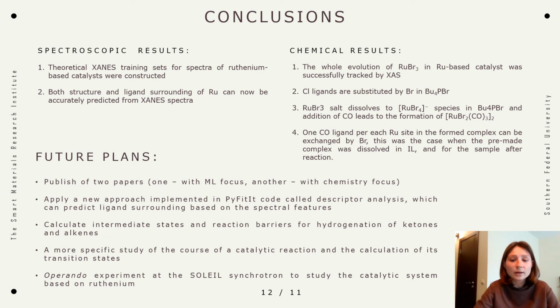I would like to note that there are many plans for the future. For example, publish 2 papers about the machine learning and chemistry parts of this study. Also, we want to apply a new approach implemented in PyFitIt, which I used to analyze the XANES spectra with machine learning, called descriptor analysis, and it can allow us to predict ligand surrounding based on the spectral features. And also we want to calculate intermediate states and reaction barriers for our catalyst, and in more detail research the transition states of our ruthenium-based catalyst. Also, we want to conduct an operando experiment at the synchrotron to study our catalytic system.